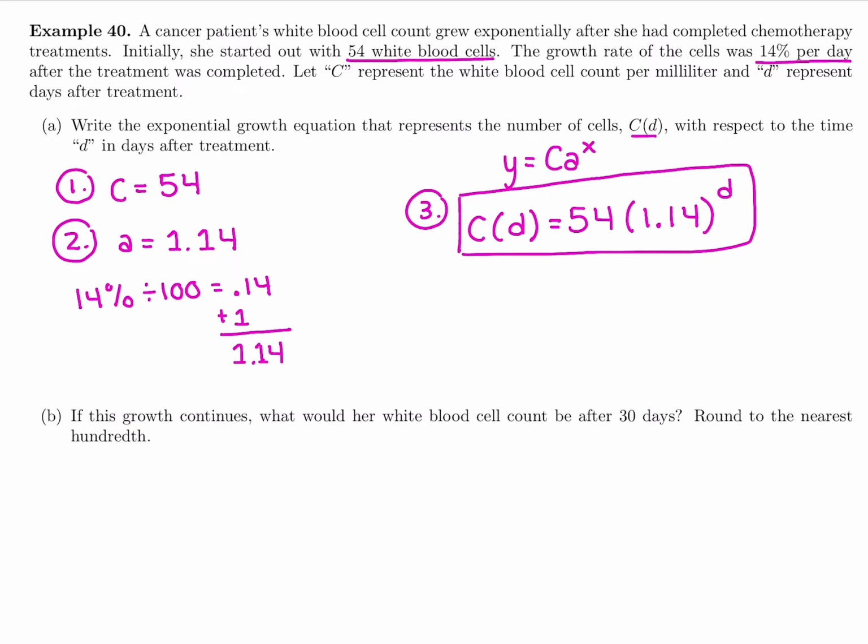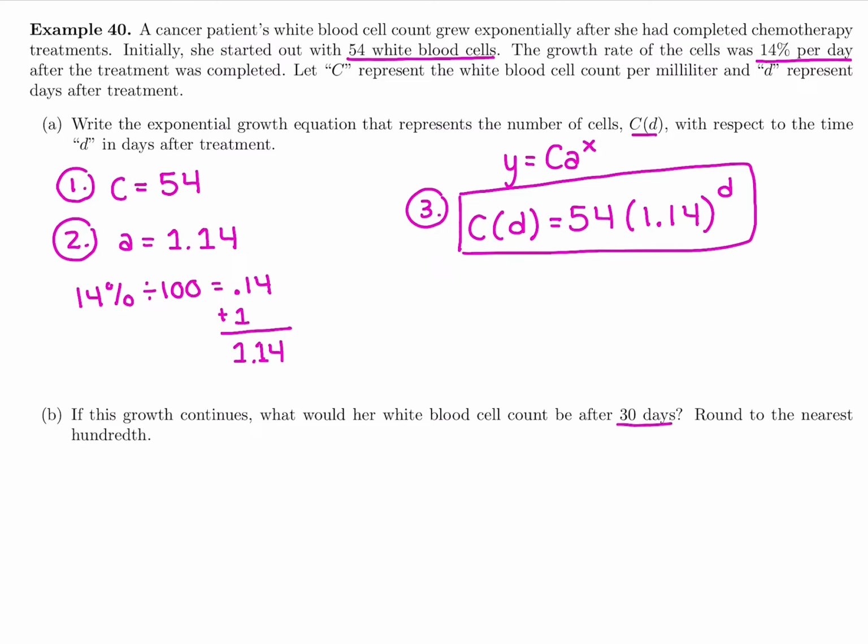The next part says, if growth continues, what would her white blood cell count be after 30 days? So I've done this before with my sister. When she had chemo, we had to stay in the hospital for 30 days. Every day they checked her white blood cell count, and every day that it was more was a day closer to going home. A typical time that they gave us, they said, hey, it's probably going to be 30 days, but we will check every day, and if we can allow you to go home, we will. So let's check what her count is going to be after 30 days.